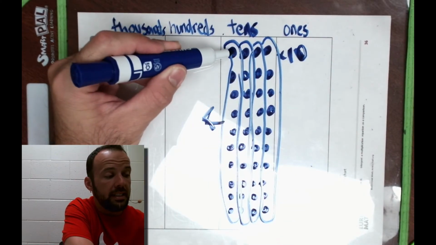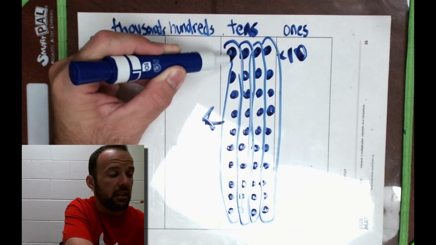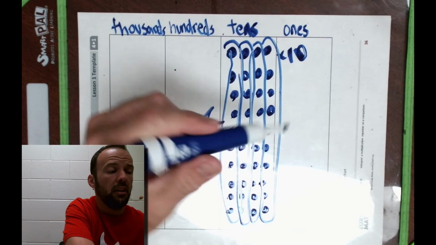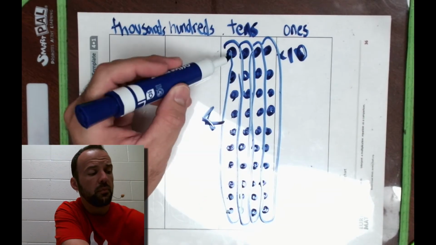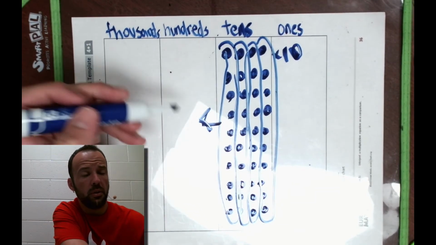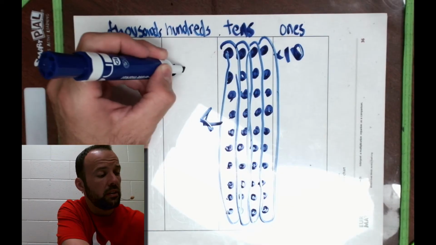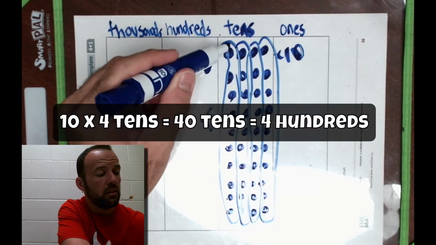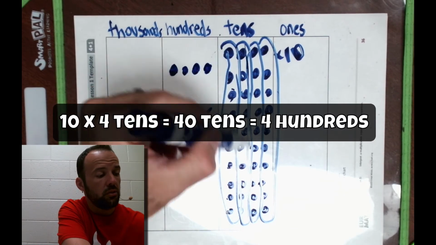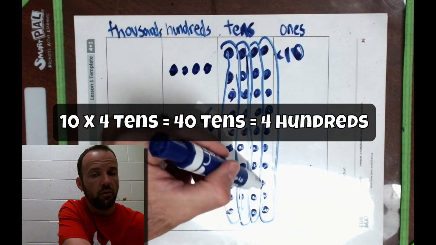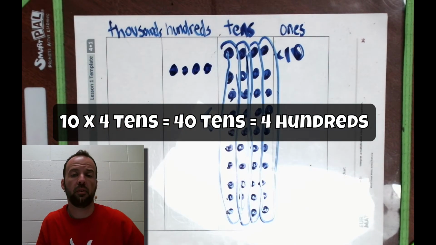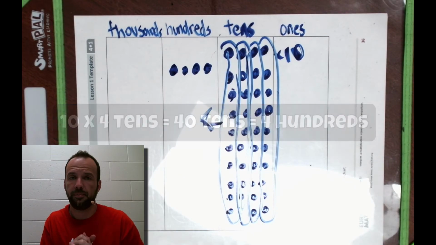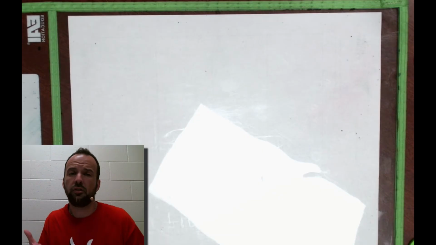And as we know, 10 tens equals 100. 10, 20, 30, 40, 50, 60, 70, 80, 90, 100. Remember, we're not dealing with ones anymore. So 10 tens would equal 100. So I have 1, 2, 3, 4 hundreds. Okay, so I multiplied my 4 tens by 10. That gives me 400.